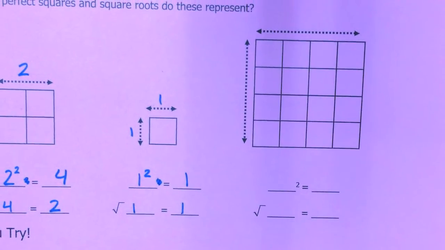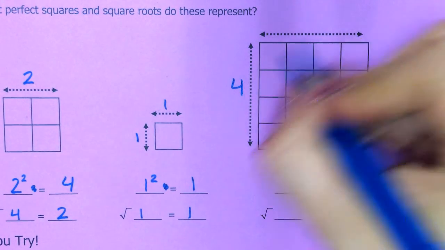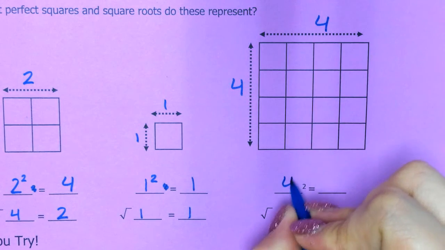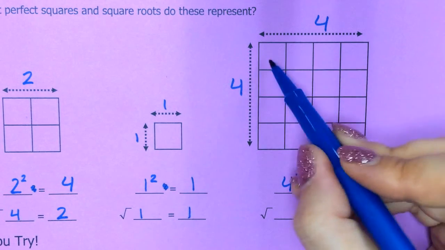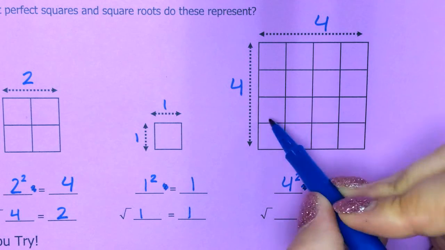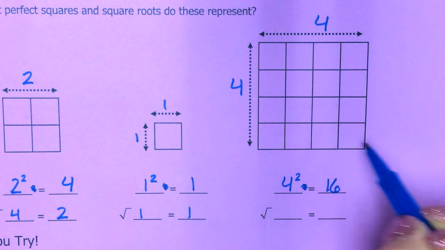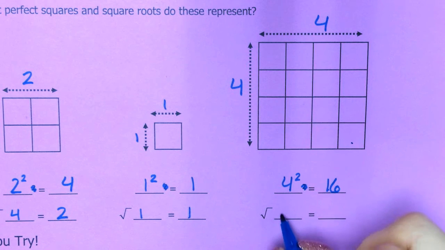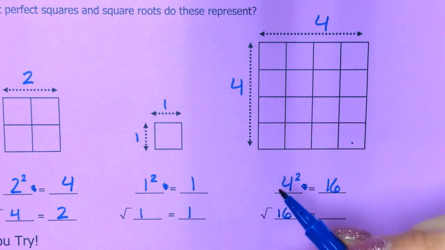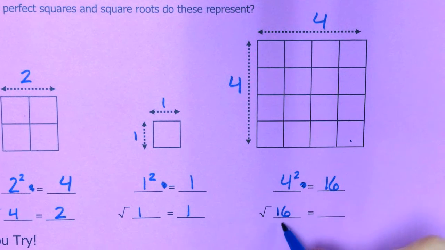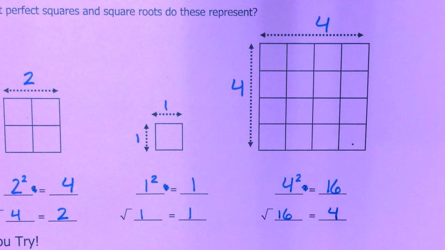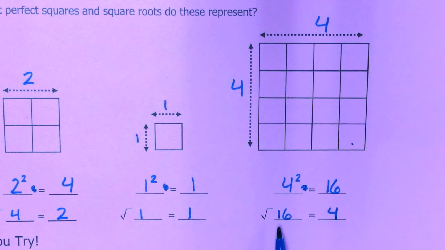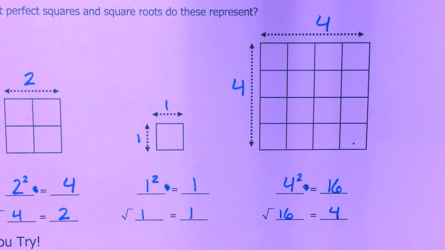Let's look at this one. This one is a 4 by 4. 4 squared. 4 times 4 is 16. And I could count these: 1, 2, 3, 4, 5, 6, 7, 8, 9, 10, 11, 12, 13, 14, 15, 16. So the square root of 16, I make a square where I'm doing a 4 by 4. The square root of 16 is 4. So I'm going to make a square with 16 squares. My side length would be 4.